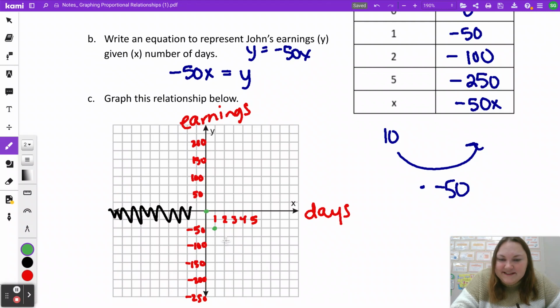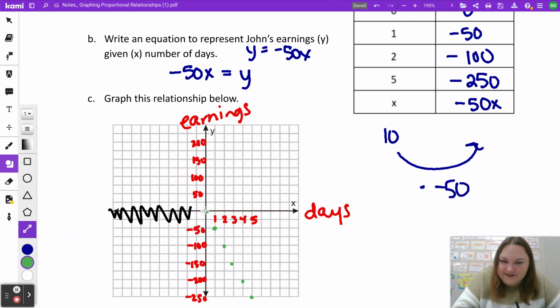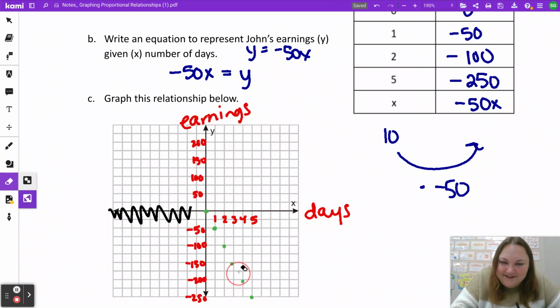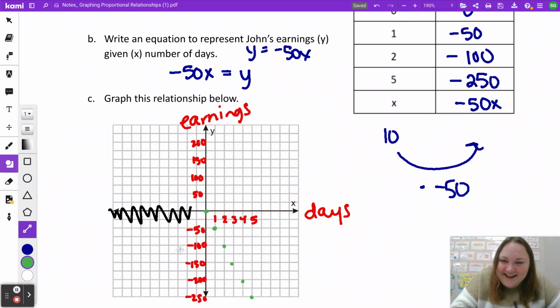Day 2, we said is negative 100. We didn't do days 3 or 4. We did do day 5 as negative 250, and that's all the way down here at the bottom. This is enough for me to create a graph. You could also plot those other points if you wanted, but I have enough to see that our graph is going to look something like this. I missed some of my points there. Let me try that again. It's going to look something like this.